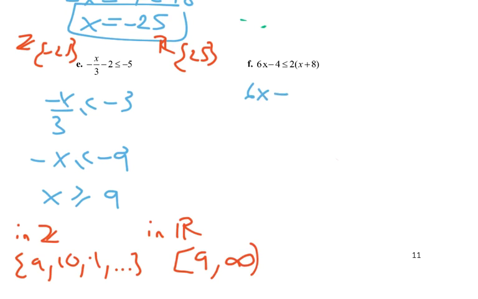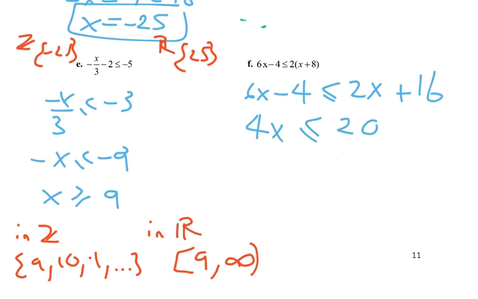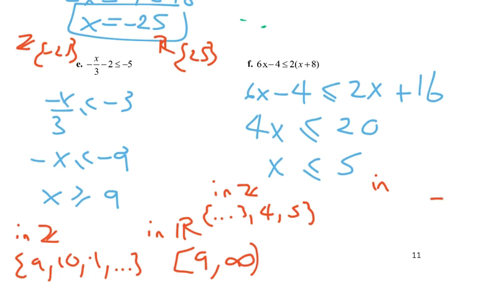6F then. Expand the bracket on the right hand side, group our x's, so I'm going to subtract 2x from both sides, I'm going to add 4 to both sides, and then we're going to divide both sides by 4. Now let's find a solution set in Z. Well, this is just going to be the set of integers that are less than or equal to 5. And in real numbers, we're going to have our interval, including 5, and all the way down to negative infinity.